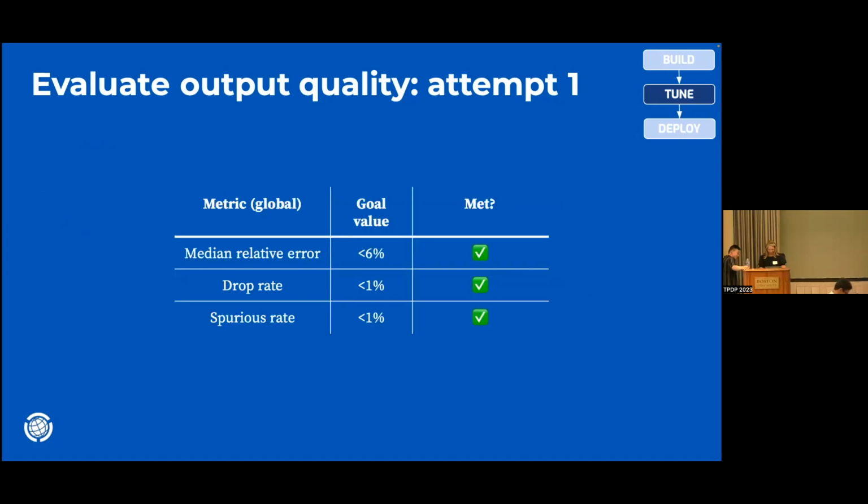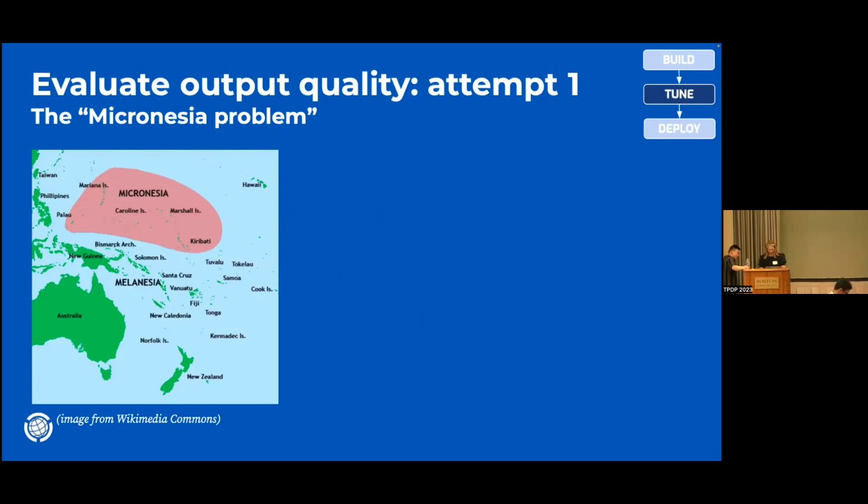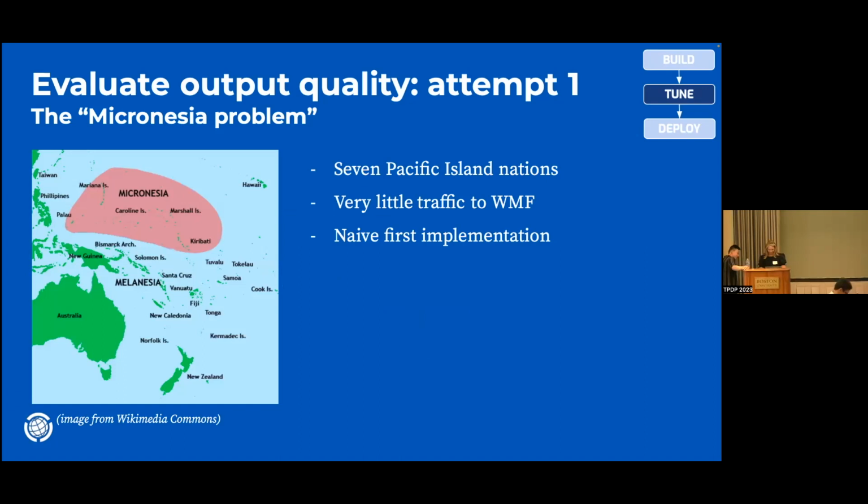So we have our global metrics here, and our goal values were less than 6% and less than 1% and less than 1%. We're meeting all of these on a global level, but what if you look at subglobal metrics? This is what we call the Micronesia problem because it popped up most impressively, I guess, in Micronesia. Micronesia is a small subcontinental region, contains 7 Pacific Island nations, and it has very little traffic to our services. So in our naive first implementation with the initial parameters that we set up, more than 99% of the published data from this subcontinental region was spurious. We were releasing 225 pages, and only one of them was actually true data that should have been released.